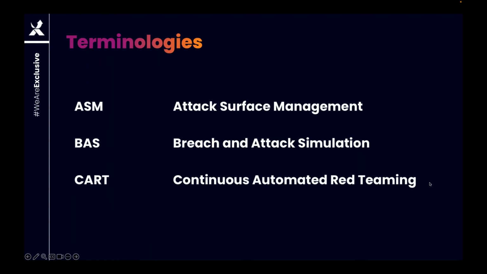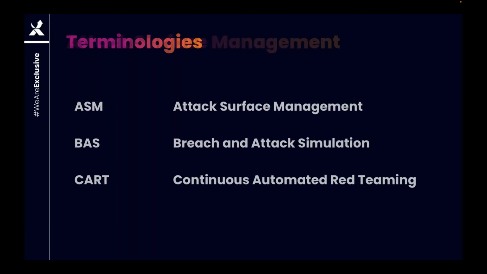And then we have CART, or C-A-R-T, continuous automated red teaming, which is more specifically focused on doing an entire attack path on your environment. So not individual techniques, but a full attack chain from initial compromise. For example, you start with phishing and later on doing lateral movement and data exfiltration. So like a red teaming exercise, but in a continuous automated way. These are the things that we're going to discuss more in detail today, and Stan is going to start with the attack surface management.